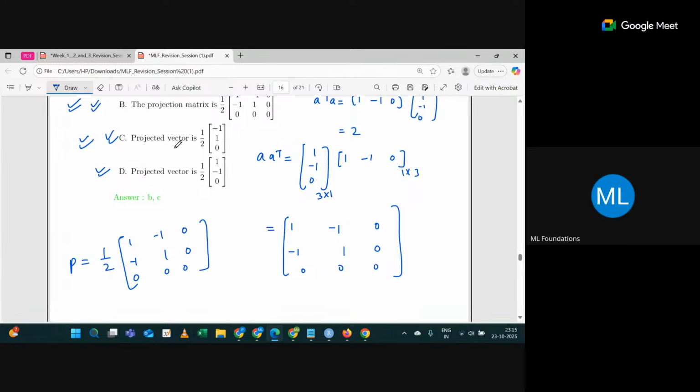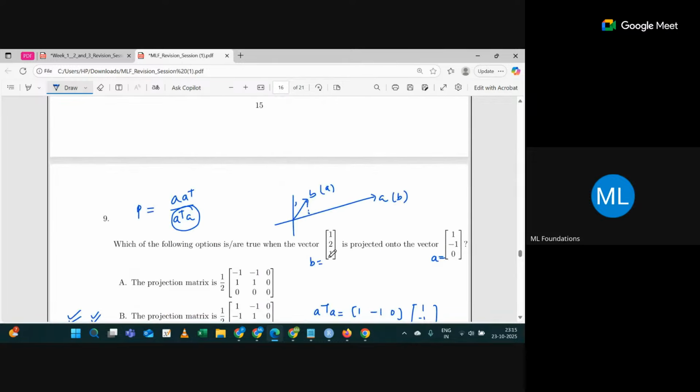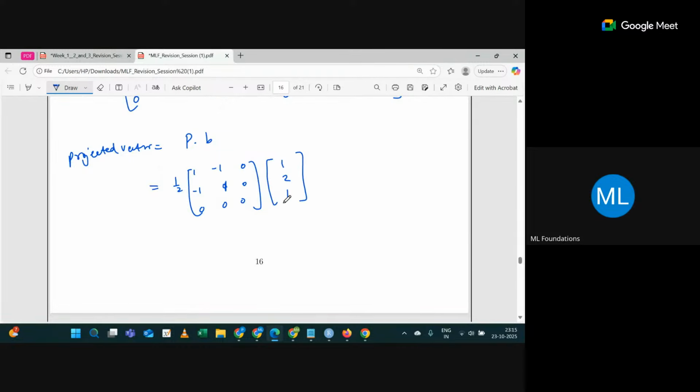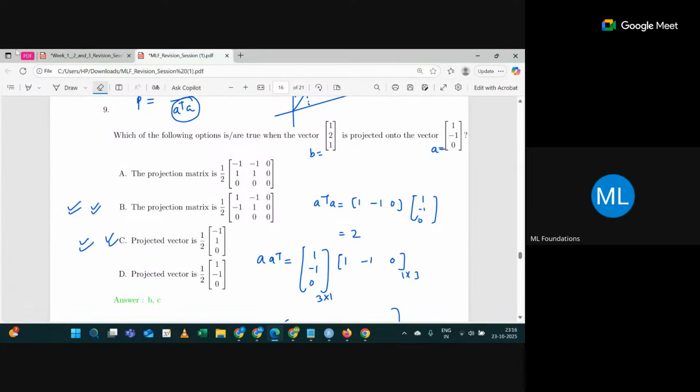How will you calculate the projected vector? Multiply the projection matrix with B. So this is the projection matrix, into B. So this is 1 by 2 times 1 minus 1 0, minus 1 1 0, 0 0 0. B we took as 1 2 1. So this is 3 cross 3 and this is 3 cross 1, so I should get 3 cross 1. So 1 minus 2 and 0, this will be minus 1, 1 and 0. So option C is correct, and D is not correct actually. Okay, understood?